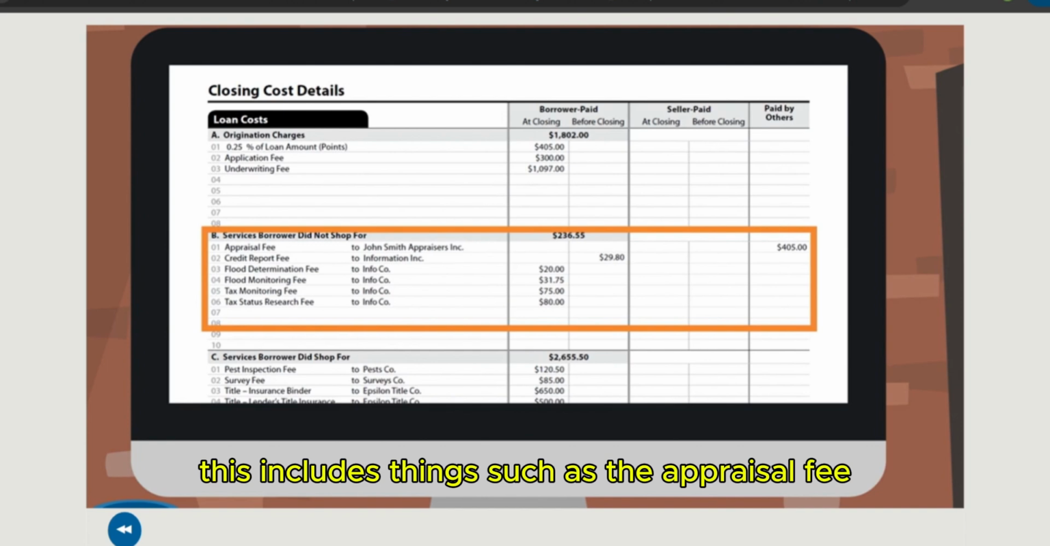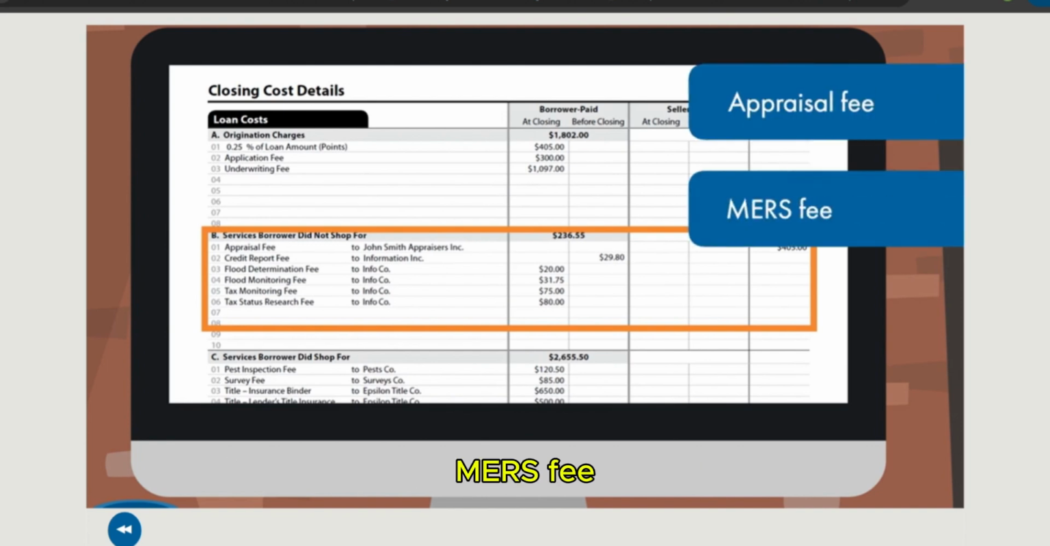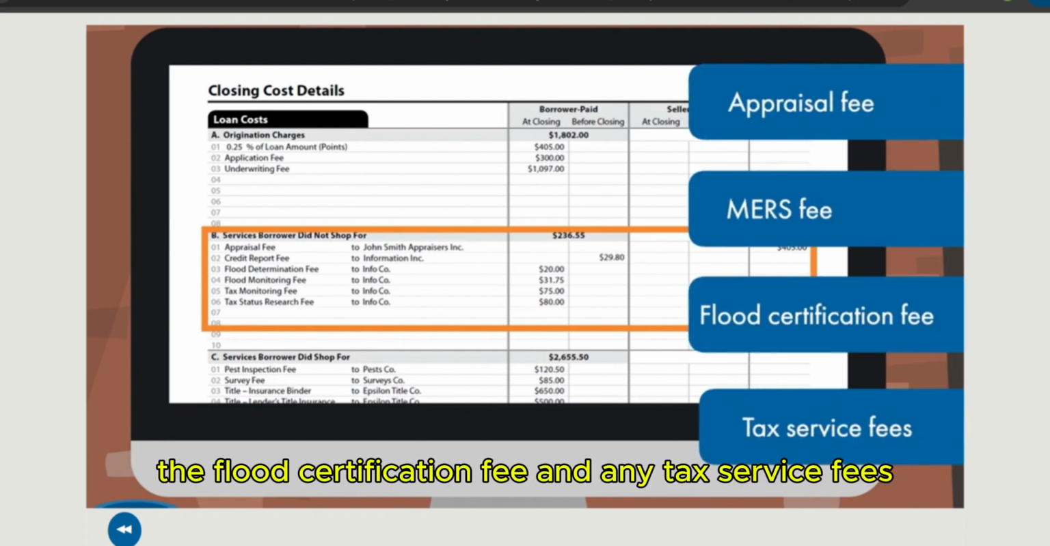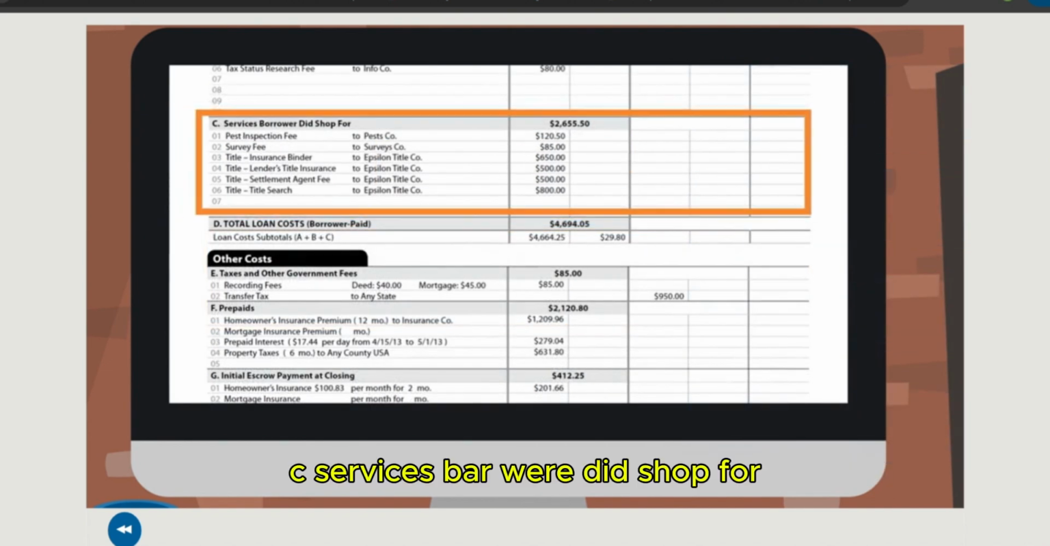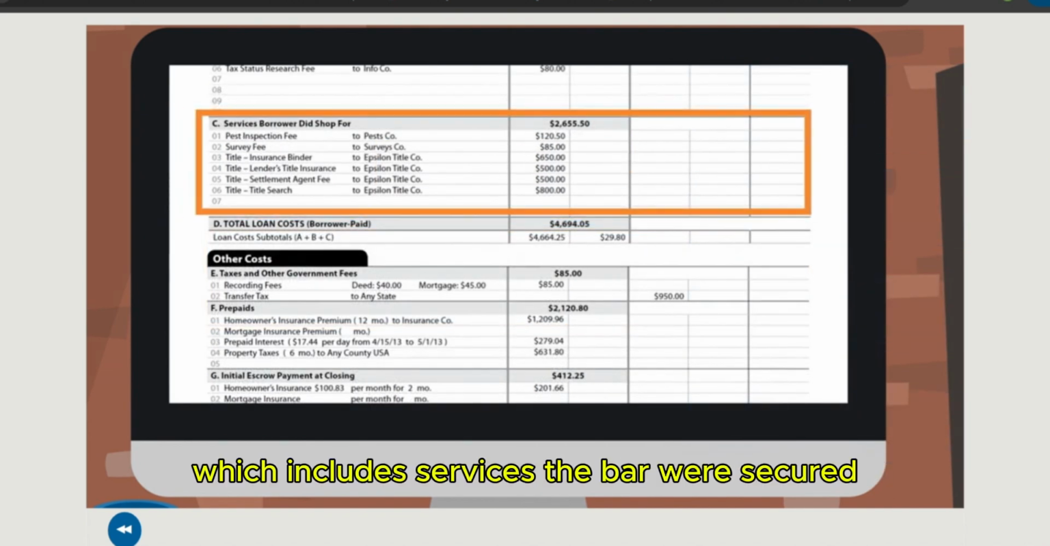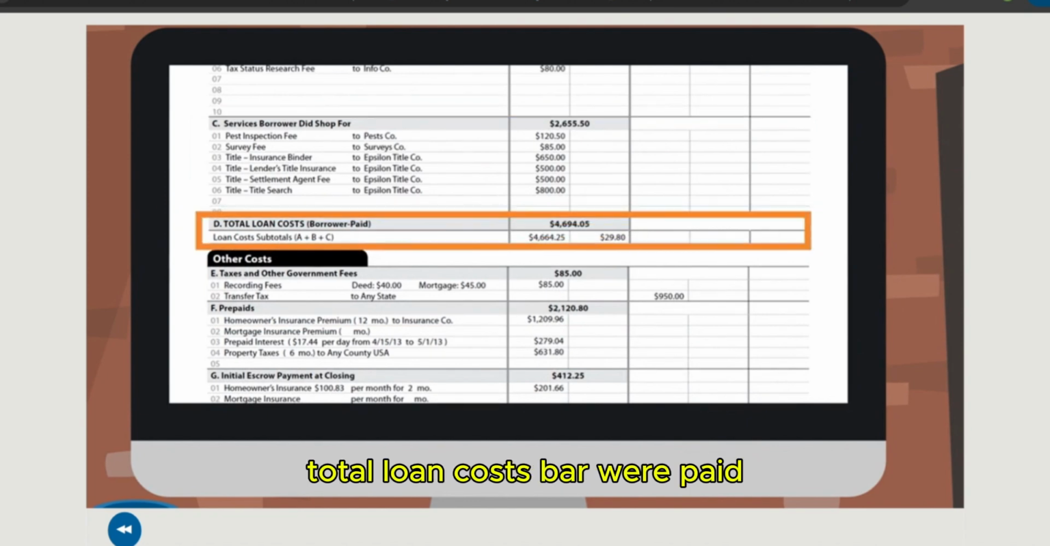This includes things such as the appraisal fee, the electronic registration MERS fee, the flood certification fee, and any tax service fees. C. Services borrower did shop for, which includes services the borrower secured or shopped for elsewhere. And D. Total loan costs borrower paid. This section shows the sum of the costs outlined in sections A, B, and C added together.